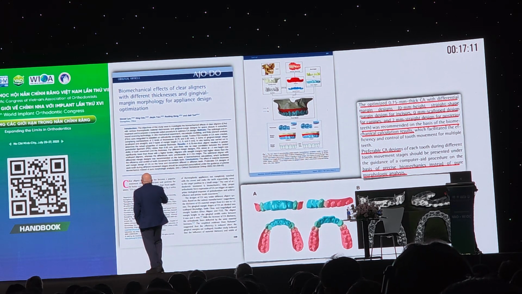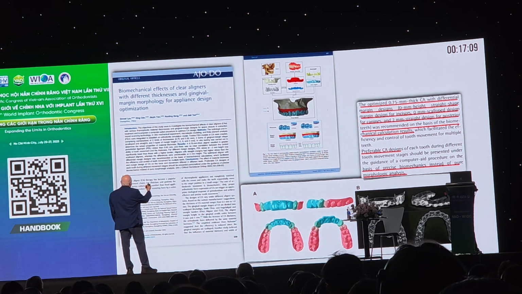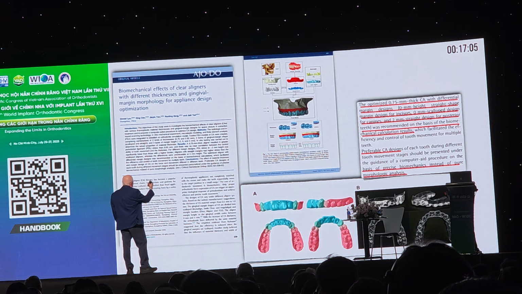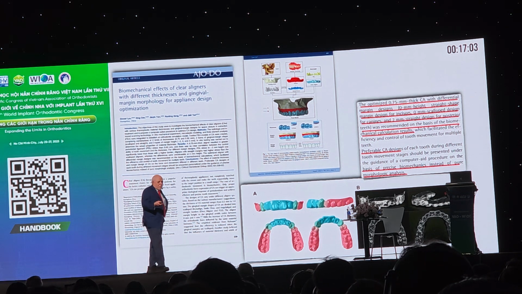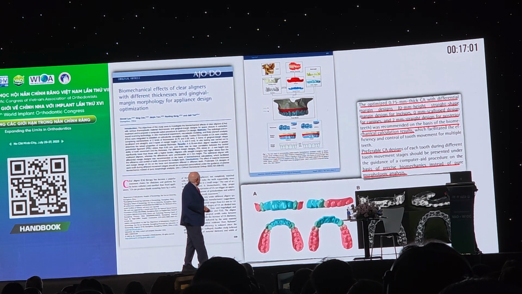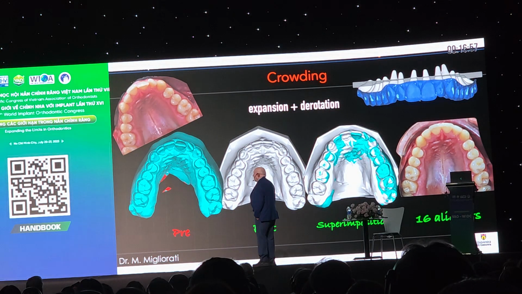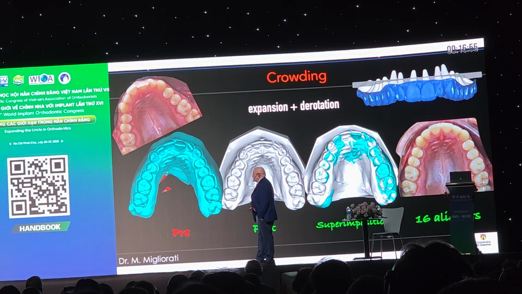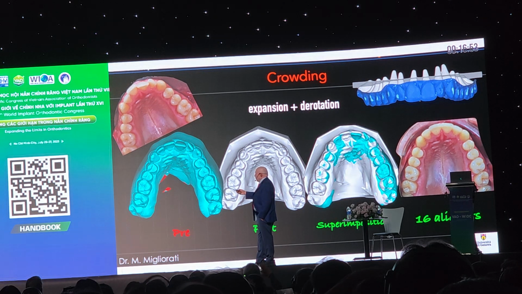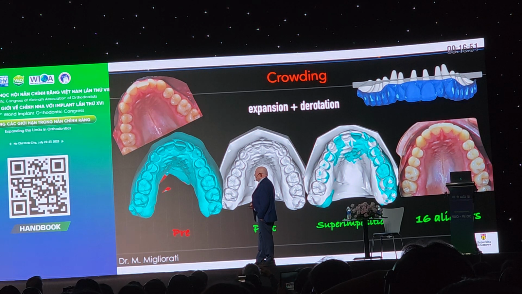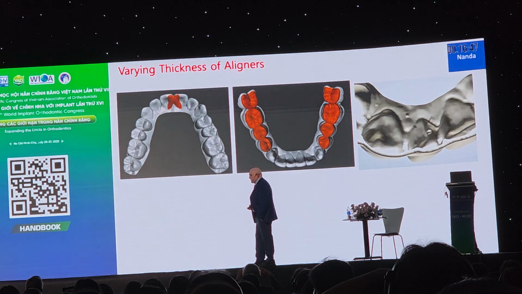This came in AJODO: biomechanical effects of clear aligners with different thickness and gingival margin morphology. This is a paper which came out in AJODO, and it is from China. It talks about crowding. You can see pre, post, superimposition, 16 aligners, how the changes took place.